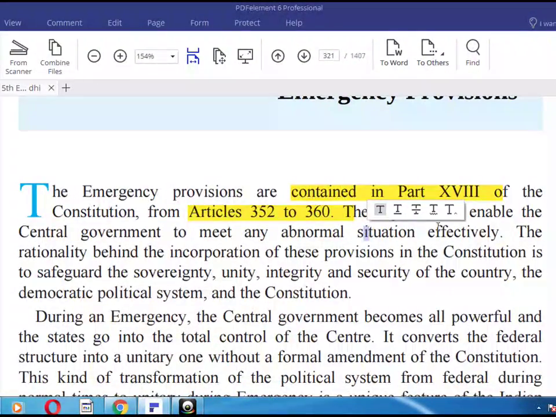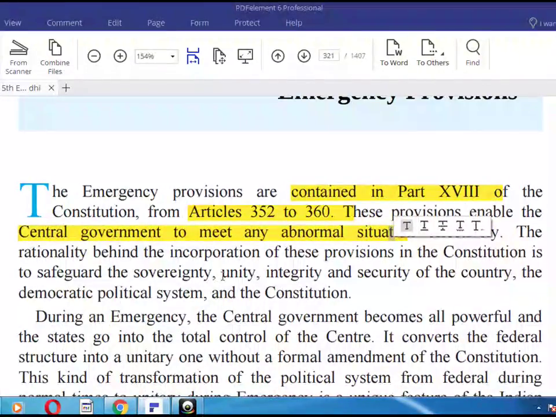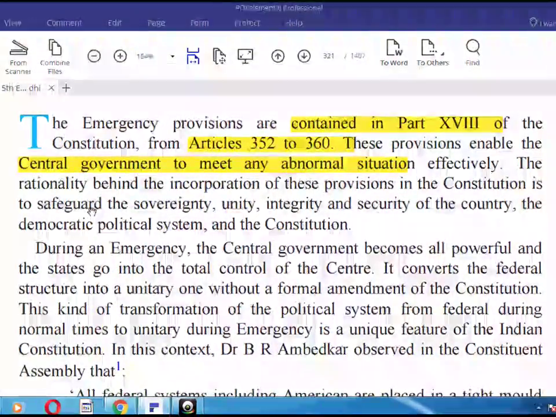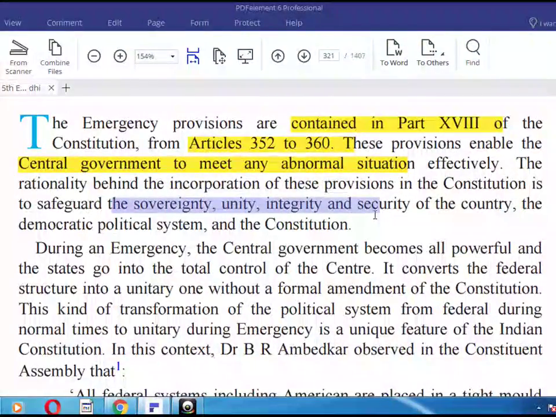These provisions enable the central government to meet any abnormal situation effectively. It is important. The rationale behind the incorporation of these provisions in the Constitution is to safeguard the sovereignty, unity, integrity and security of the country.